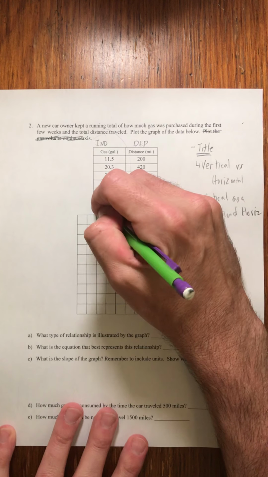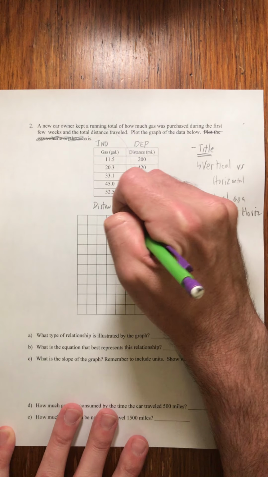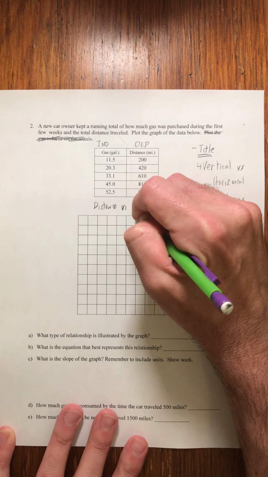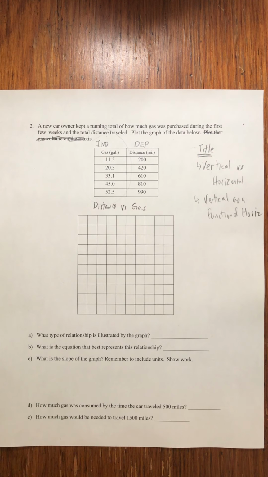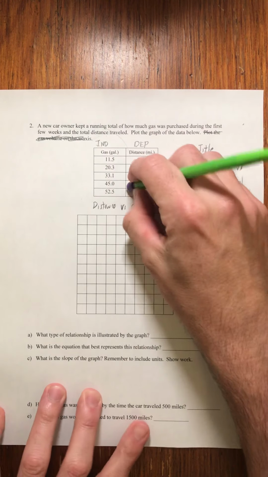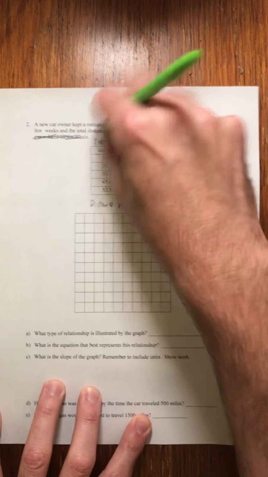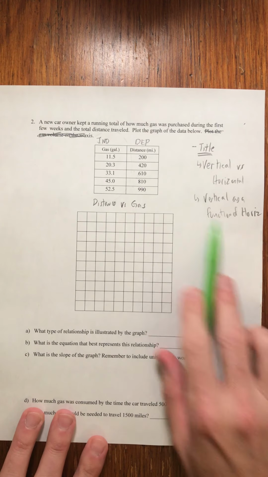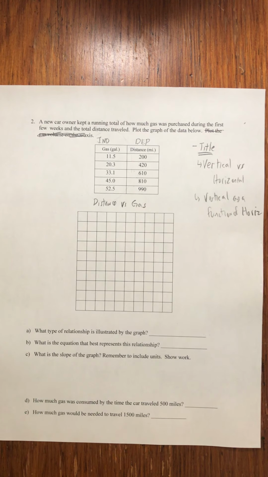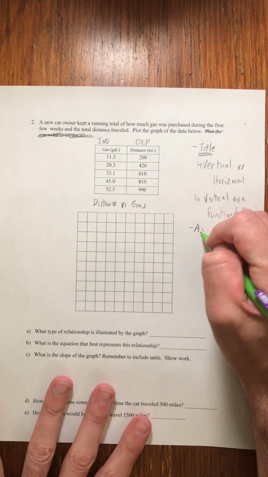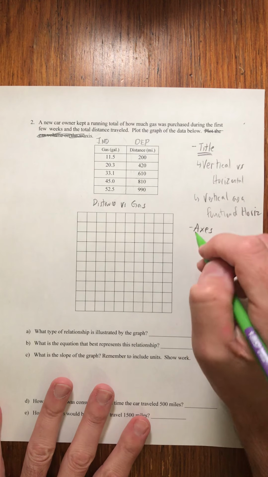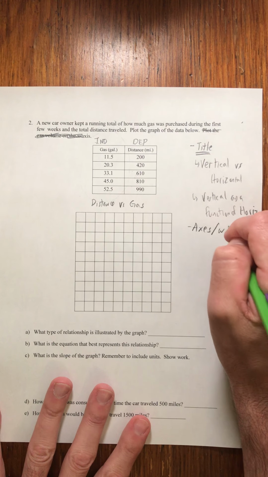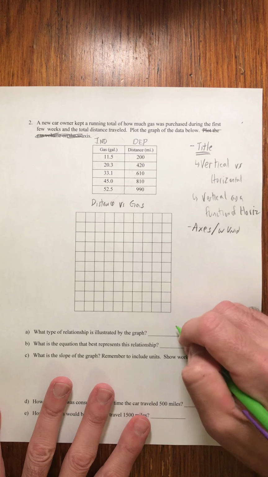So this graph's title is going to be distance versus gas. And there we go. All right? So there you have it. And so that's going to be our norm for our title right there. Next, of course, we need to have our axes labeled with units. So let's plot that down here.